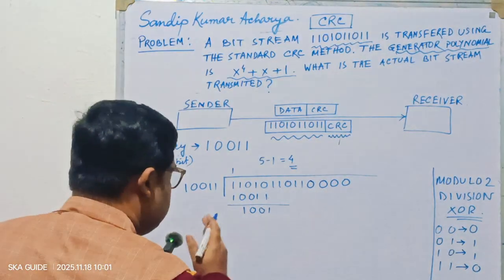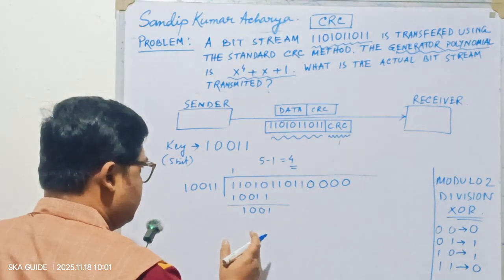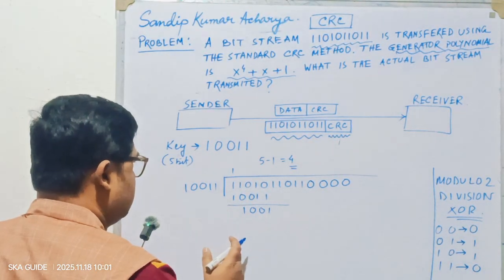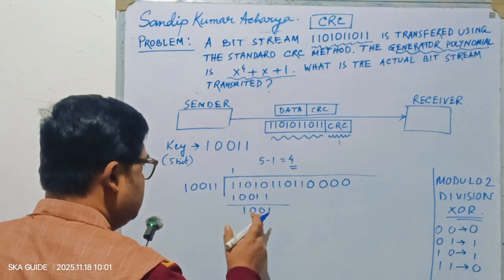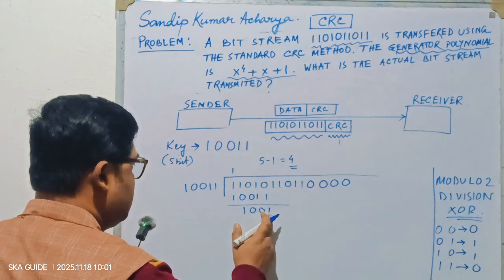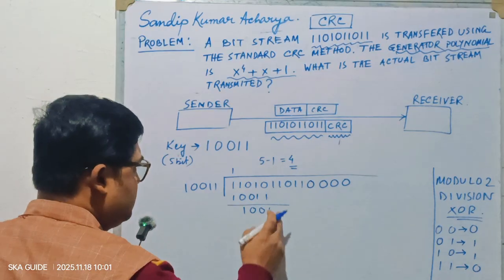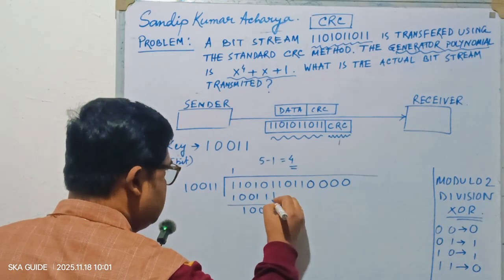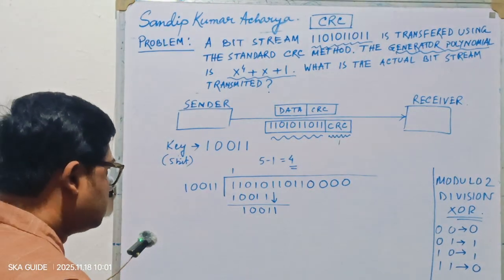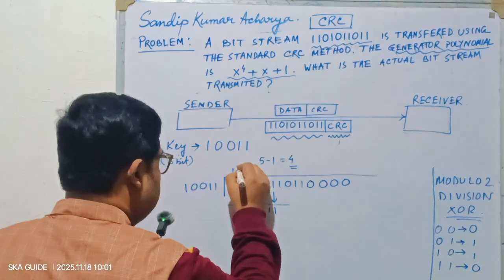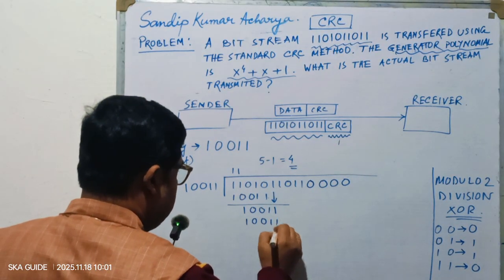We are not writing the extreme left 0 here, for our benefit, for proceeding to the next step. So 1 0 0 1 has 4 bits, and 1 bit is required. So we are taking this one down. Now it is 5 bits. It will go for 1. 1 0 0 1 1.